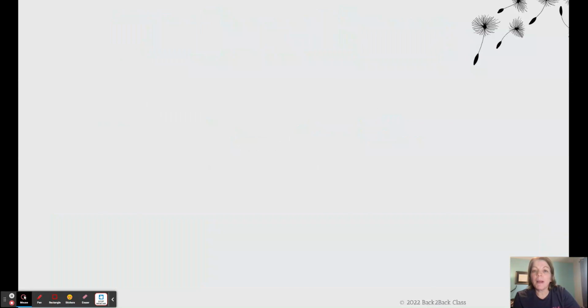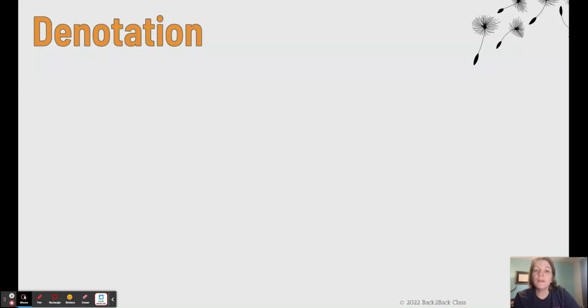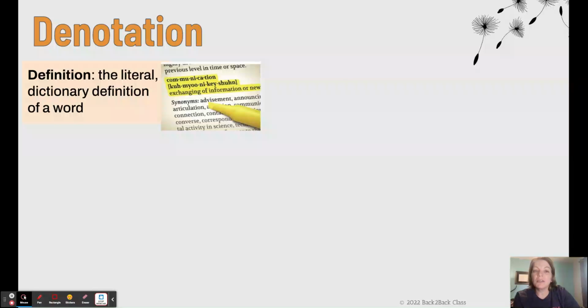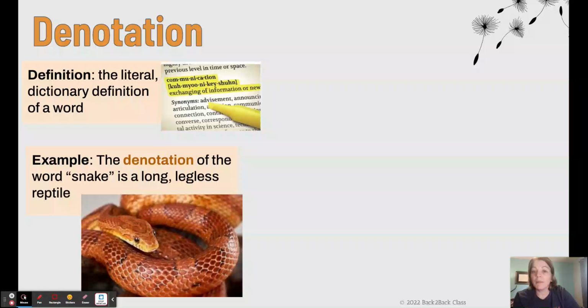First, let's talk about denotation. Denotation is the literal dictionary definition of a word. For example, the denotation of the word snake is a long, legless reptile. Notice the image of a dictionary. This image helps us remember that denotation is the exact meaning you find in a dictionary.